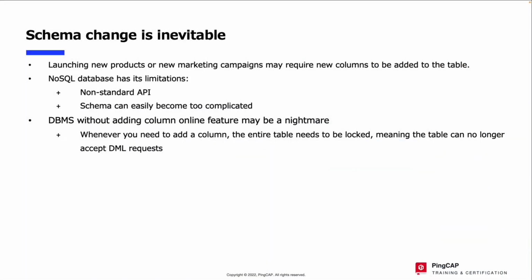Schema change is actually inevitable for many companies. Launching new products or new marketing campaigns may require new columns to be added to the table. NoSQL database management systems can sometimes come to the rescue. But NoSQL has its caveats. Non-standard APIs mean the engineering team has to learn new stuff, and the code has to be fully updated. Also, without proper management, the schema can easily become too complicated. And very soon, no one can even have a vague idea of what the schema looks like.